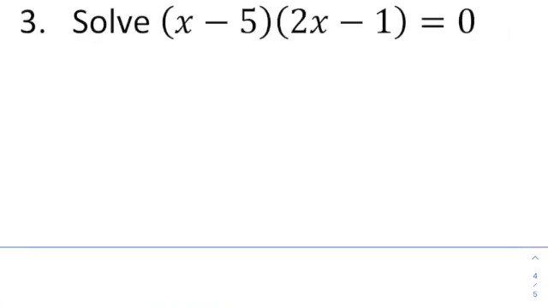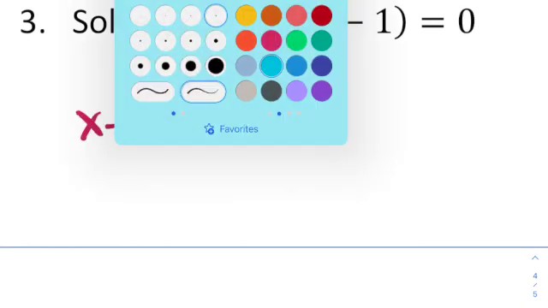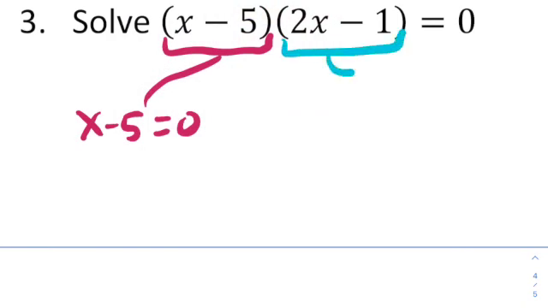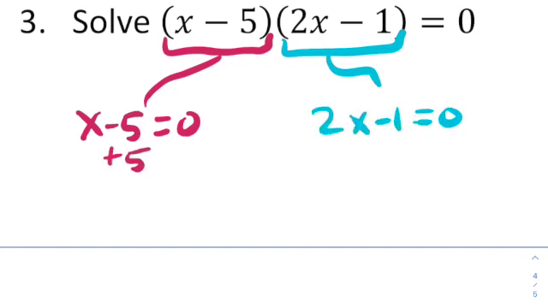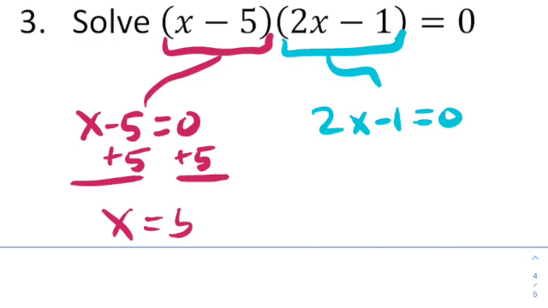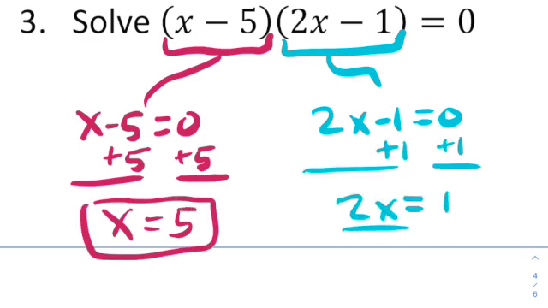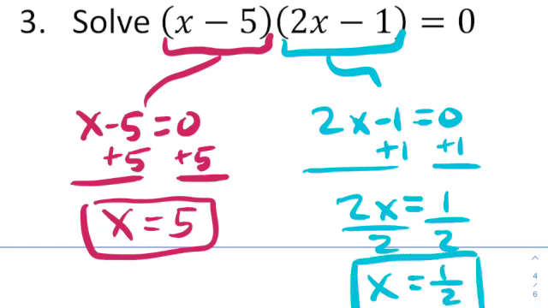Same thing going on for this problem. We're going to take this x minus 5 and set it equal to 0, and this 2x minus 1 and set it equal to 0. I add 5 to both sides on that first equation to get x equals 5. And then on the second equation, I'm going to add 1 and divide by 2. I get a fraction answer this time, which we could also turn into a decimal, 0.5, and that's okay. We don't have to get whole number answers. And this problem would be done with the two solutions of x equals 5 and x equals 1/2.